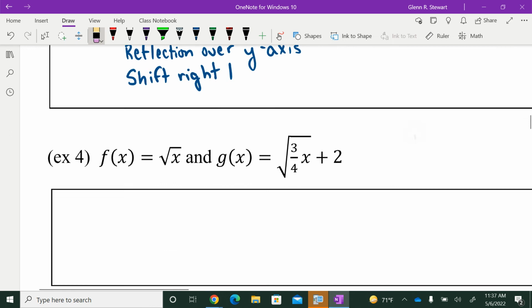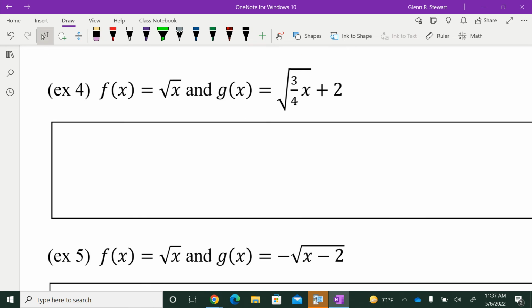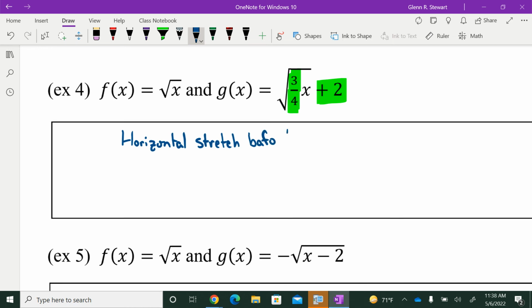All right, example number 4. We started with the square root of x. We're ending with the square root of 3/4 x plus 2. The plus 2 is on the outside. Here are new movements, 3/4, and then plus 2. And this is a perfect example of a stretch compression that is horizontal. This is a horizontal stretch by a factor of 4/3.